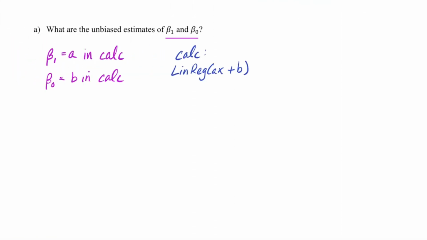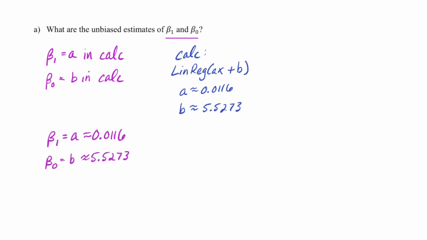Heading back to the notes then, from our calculator we found a to be approximately 0.0116, and we found b to be approximately 5.5273, which means we have our unbiased estimates where b sub 1 is equal to a, approximately 0.0116, and b naught, which would be our value of b from the calculator, 5.5273.